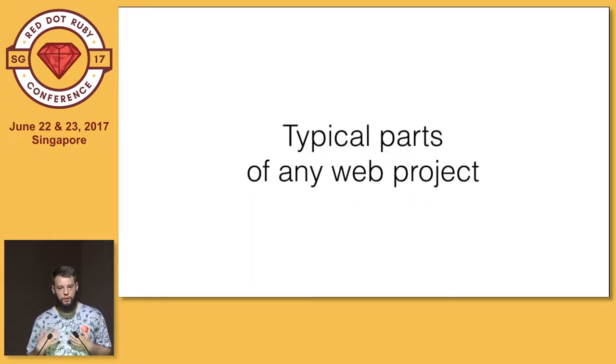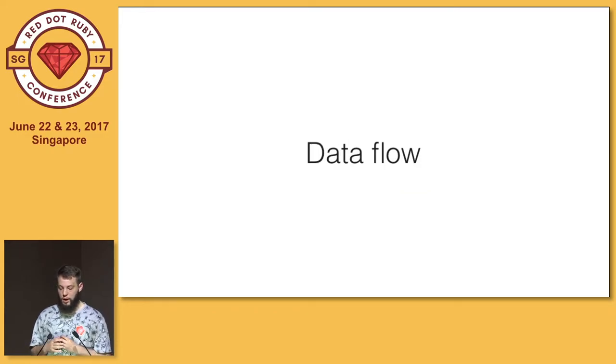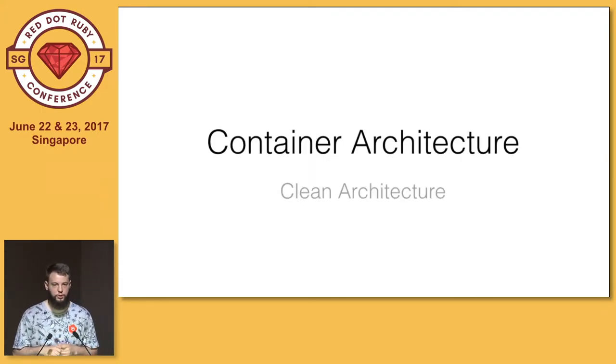Let's talk about a typical web project. You can look at any web project, and you will see two different parts. The first part is business logic, and the second is data flow. Let's talk about data flow. By data flow, I usually mean something which takes your request, does something you don't know about, and after that responds to the request. And Hanami has a special architecture: a container architecture. What does it mean for you as a developer?